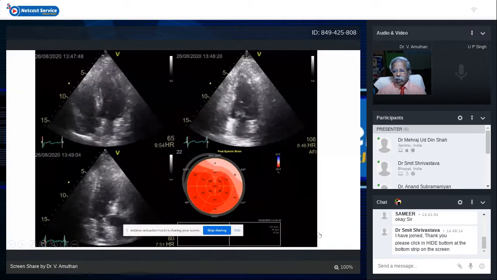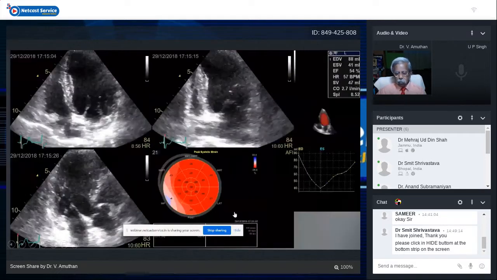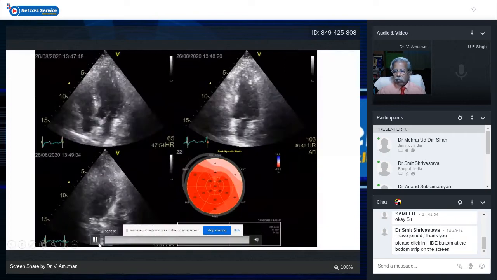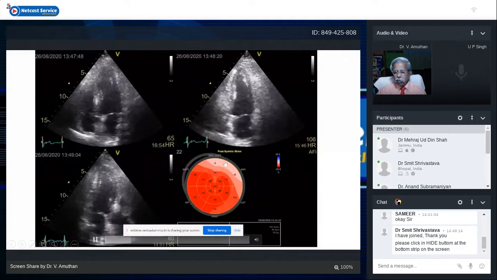And this is another case. This is a patient with anterior MI. You can see here, this is a patient with anterior MI, where you can see anterior septum, anterior wall are involved here.